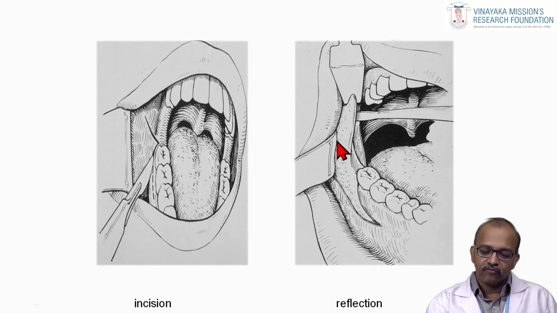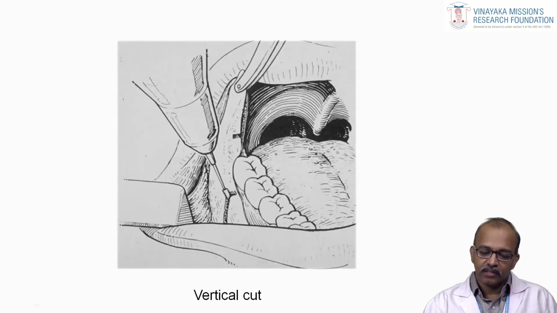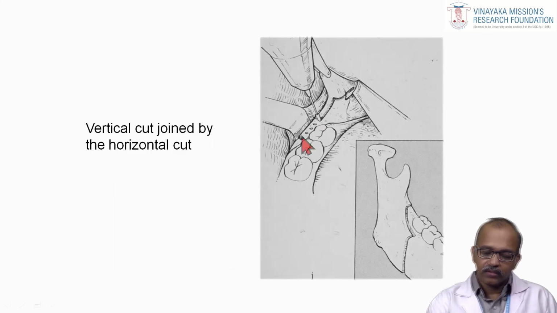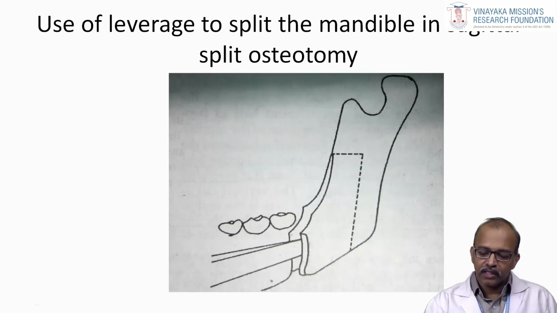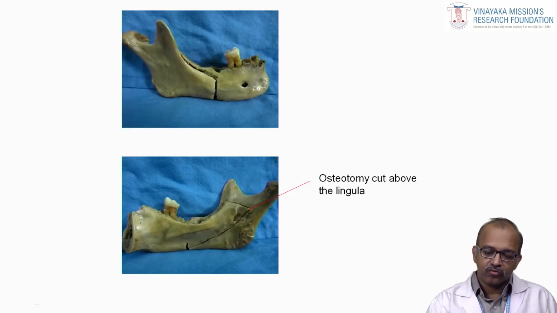So, for exposure of the bone, a full thickness mucoperiosteal flap is reflected. This is the vertical cut, this is the medial cut. This cut should pertain only to the cortex, and then we have to connect it. This is the postage stamp technique. So, this is a connecting cut, and then this is pried using the osteotome. So, the split is done sagittally into two.